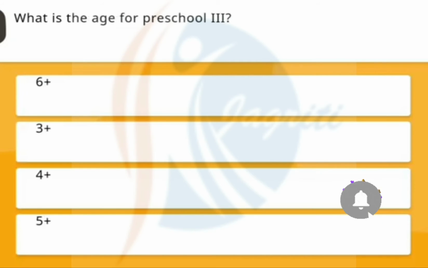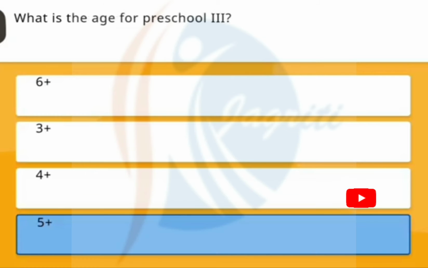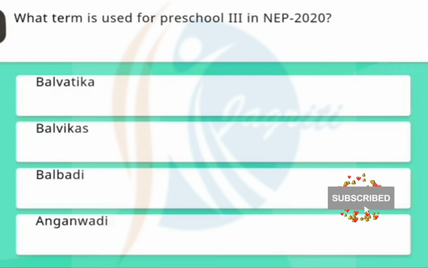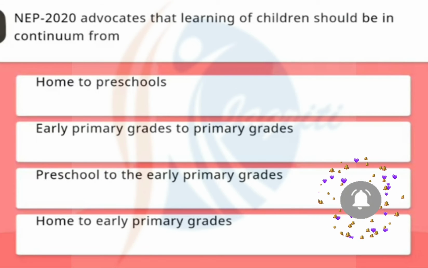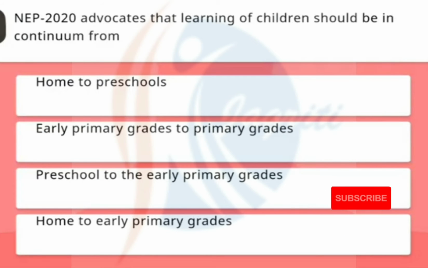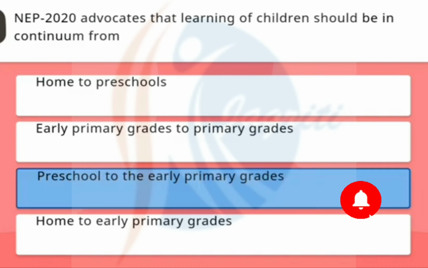What is the age for preschool start? Correct option is 5+. Next question. What term is used for preschool third in NEP 2020? Correct option is Balvatika. Next question. NEP 2020 advocates that learning of children should be in continuum from. Correct option is preschool to the early primary grades.